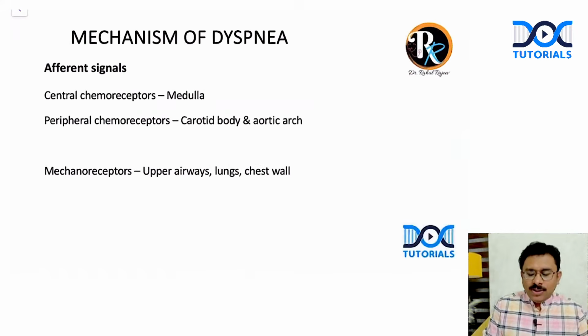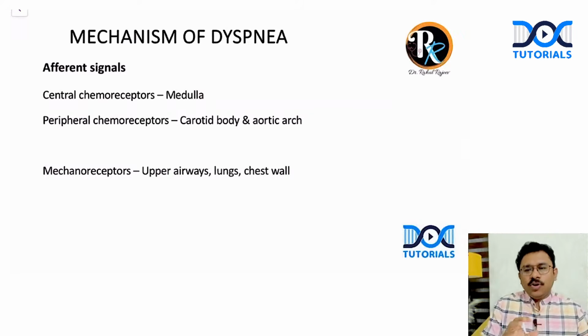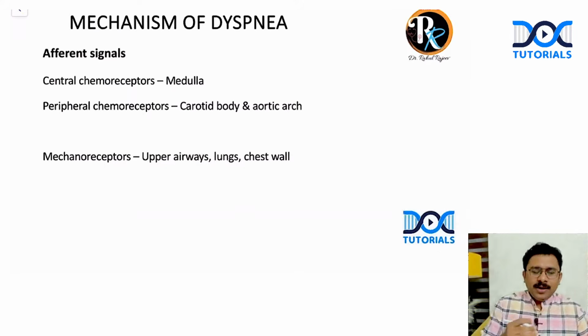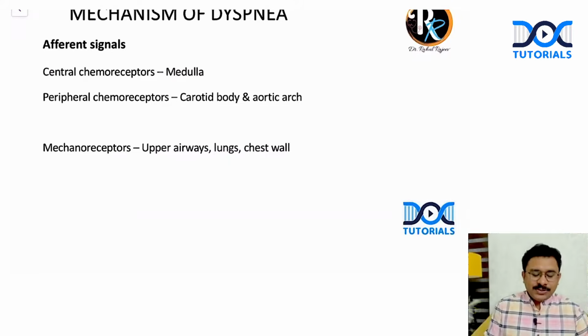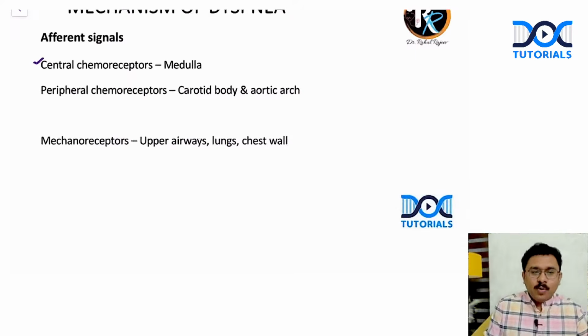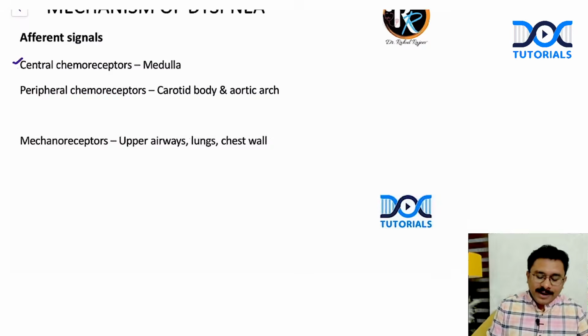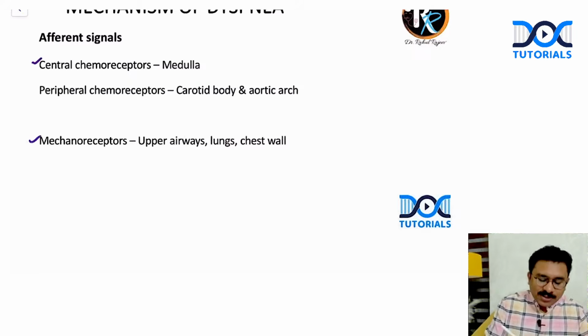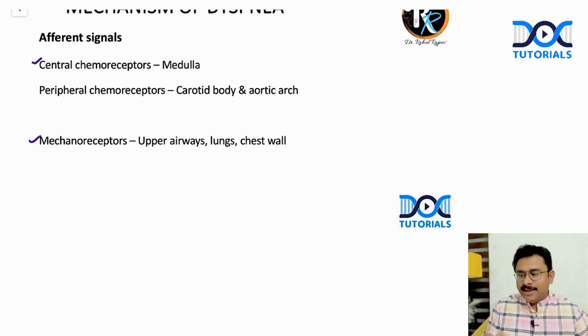Okay. Now coming to the mechanism of dyspnea, again that is going to be a question that is asked. Now when it comes to mechanism of dyspnea, again a favorite question. See, you've got certain afferent signals which will carry these sensations. So the afferent signals are carried by certain central chemoreceptors which are located in the medulla, certain peripheral chemoreceptors which are located in the carotid body and aortic arch. You also can have certain mechanoreceptors that are located in the upper airways, lungs, and the chest wall.